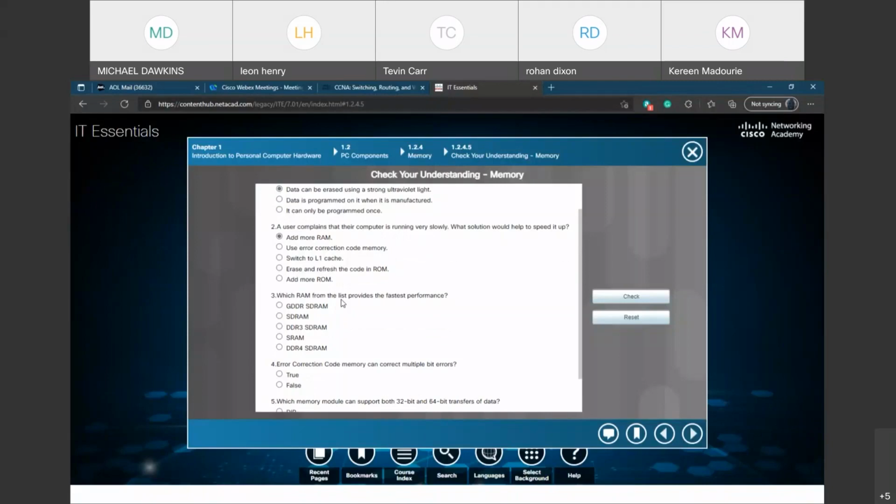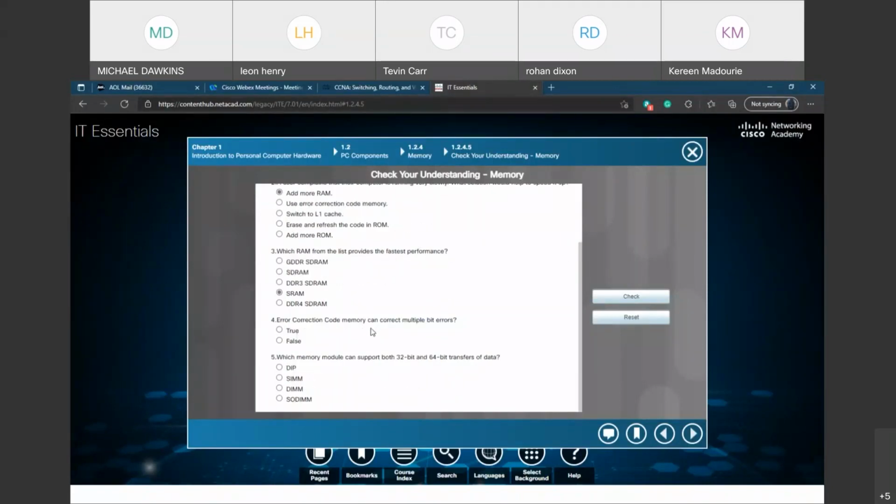Which RAM from the list provides the fastest performance? SRAM. SRAM? Yes, sir. Static RAM. Static RAM. Okay. All right. Error correction code, ECC, memory can correct multiple bit errors. Is that true or false? True. Everybody agree with that? Yes, sir. Everybody agree? True. All right.